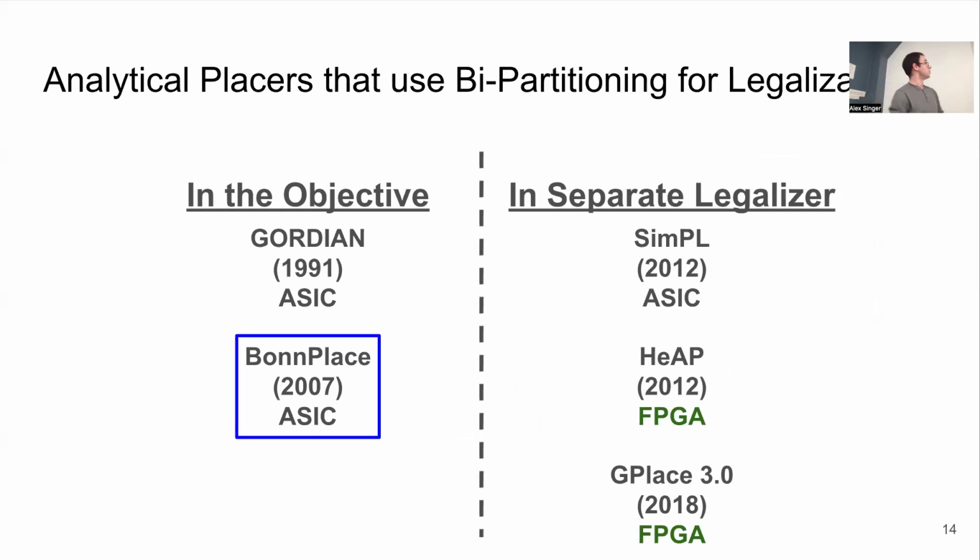BonnTools comes out of Germany, and BonnPlace is a really fun paper because they really go into the nitty-gritty about the mathematics, which is why I really like their paper a lot. They also have some of the best visuals. However, their paper is very surface level.